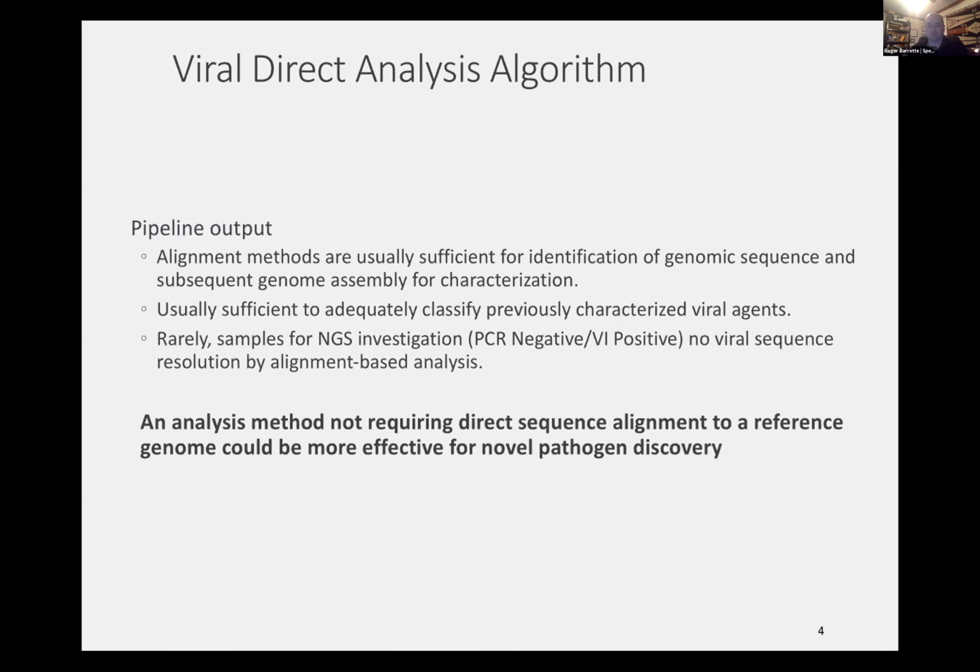Rarely, though, we do have situations where we get cases that come in that are PCR negative by our diagnostic testing, but virus isolation positive. And so in these situations, we're not getting good assemblies to the known reference genomes. These tend to turn into situations where we're trying to perform more pathogen discovery, and in these situations, reference-based methods tend to not work as well. So an analysis method that doesn't require direct sequence alignment to a reference genome could be more effective for novel pathogen discovery.